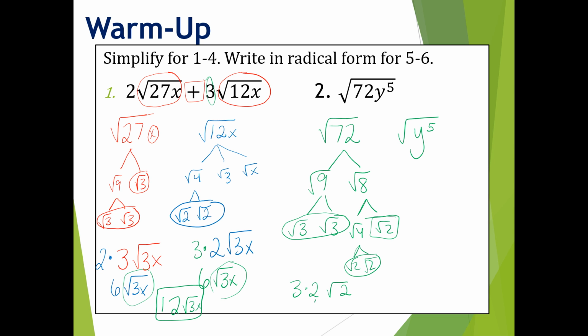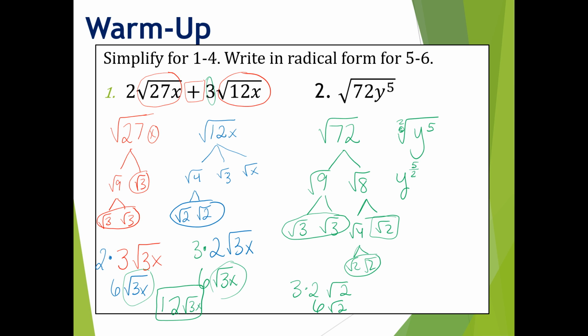Then that gives us a 6 radical 2. Now with the y, if you think back to what we did last lesson, and this is important for us to remember, we can think about this as a power over root situation. So you can say y to the 5 over 2 power. Remember, when there's nothing here, that's an imaginary 2.